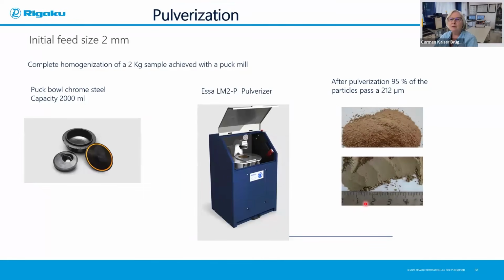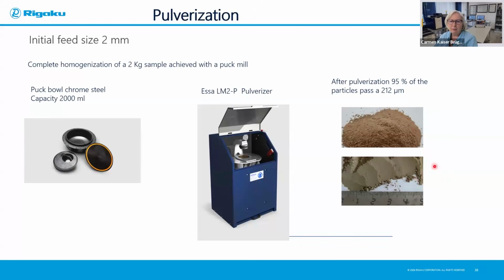The next step is to ensure that we do a proper pulverization after the jaw crushing. So initial feed size would be 2 millimeters. This is an example of a puck mill, which is used for pulverization. So the bowl in this case is a chrome steel bowl with a puck inside, and this allows you to have a large volume of sample to reduce particle size further to 212 micron.